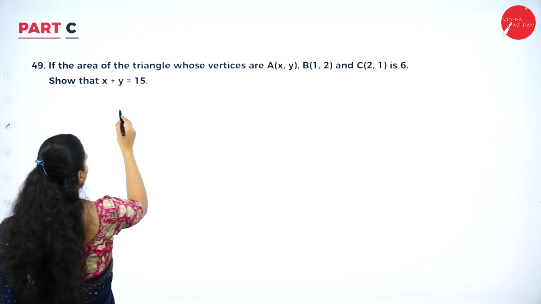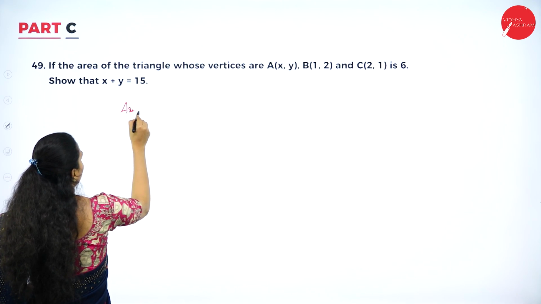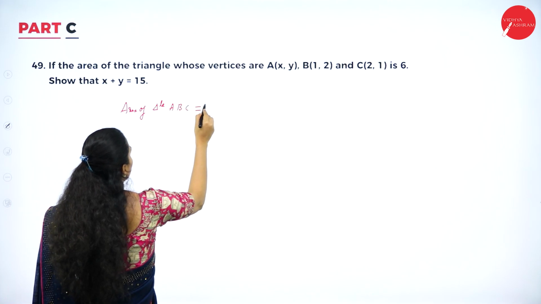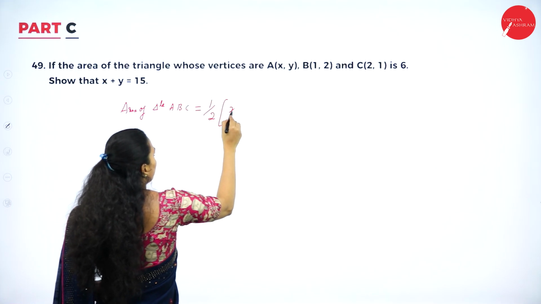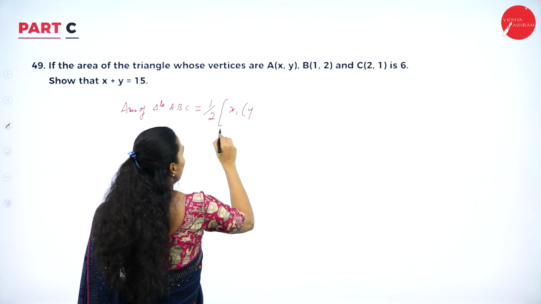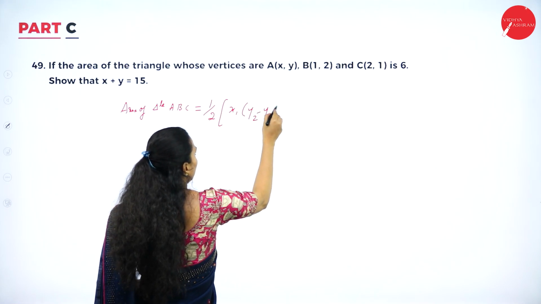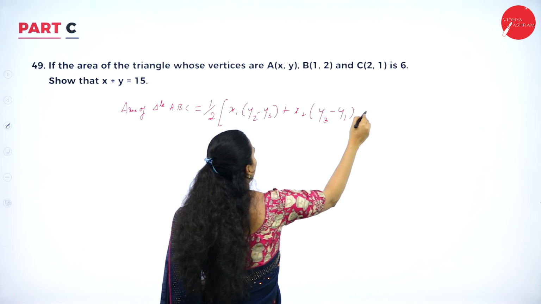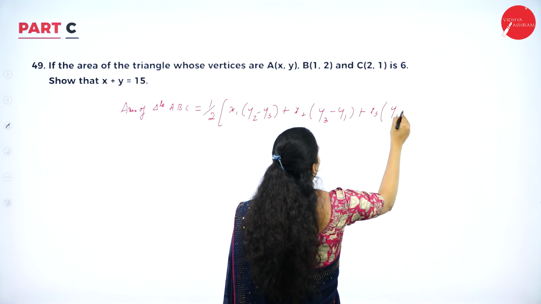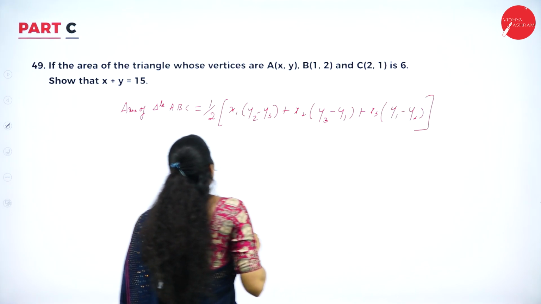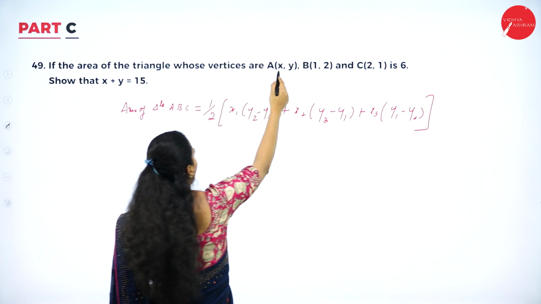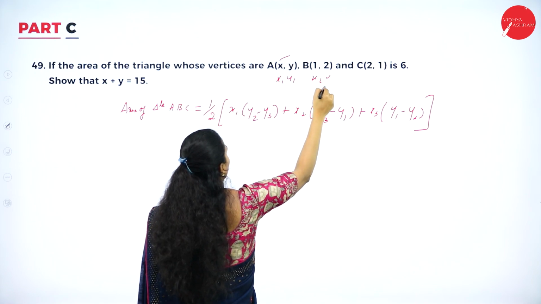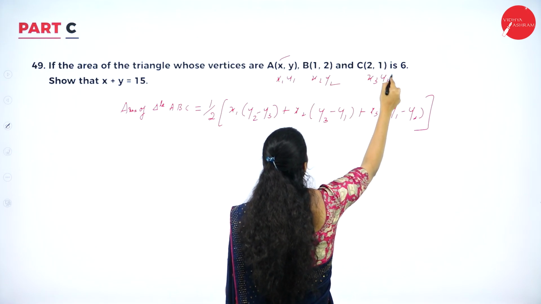What is the area of a triangle? The formula is given by, so area of triangle, let me take it as ABC, is given by half into, remember this formula, you have to write this formula also, x1 into y2 minus y3 plus x2 into y3 minus y1 plus x3 into y1 minus y2. Okay, they have given the area of a triangle. I am taking this point as already given, x, y is x1, y1, B is x2, y2 and then x3, y3. I am going to assume this point.